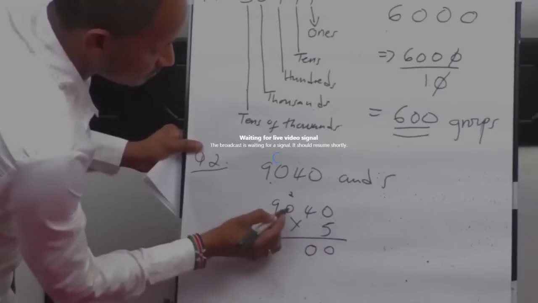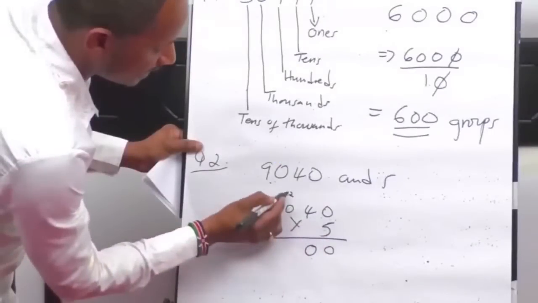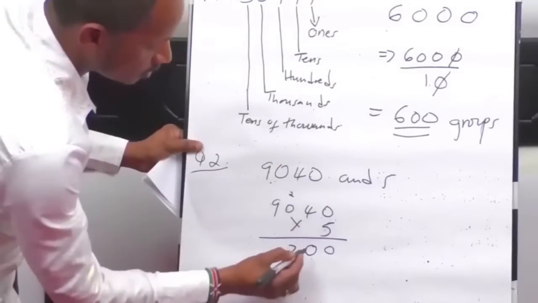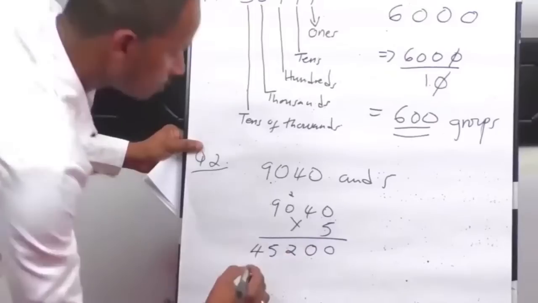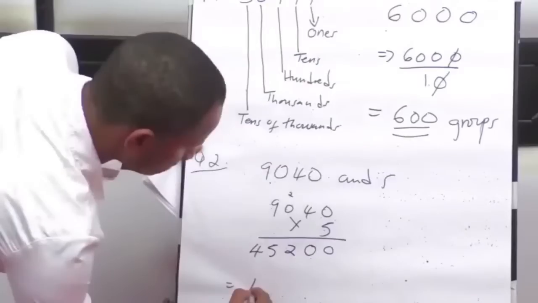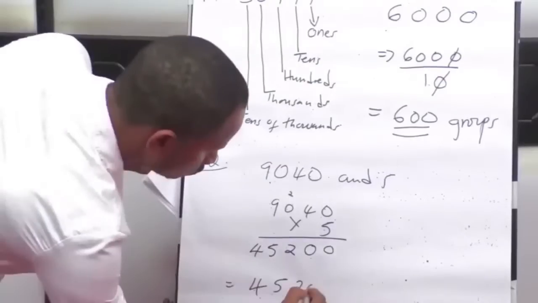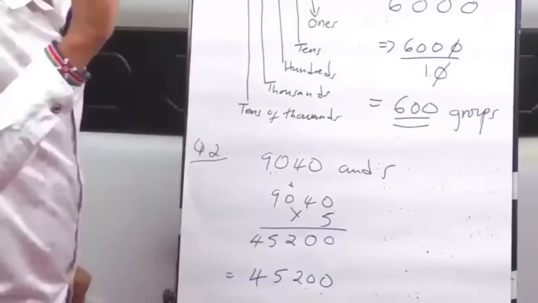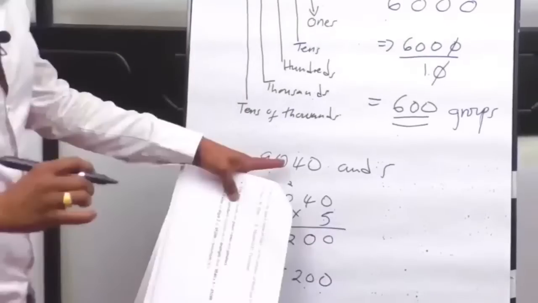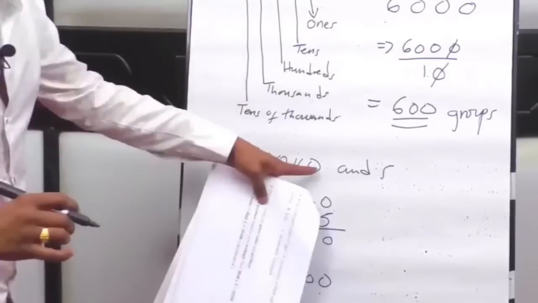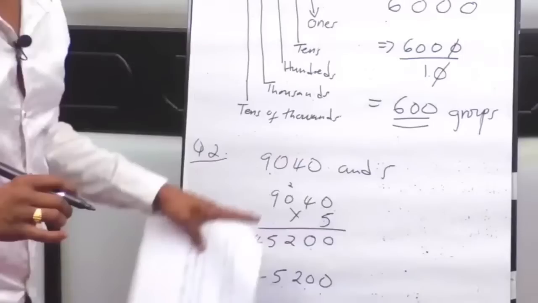5 times 0 is 0, plus 2 is 2. Then 5 times 9 is 45. So our number here is 45,200. So the keyword is product. So once you get the product of 9,040 and 5, you get 45,200.